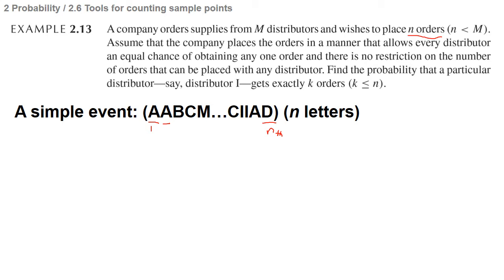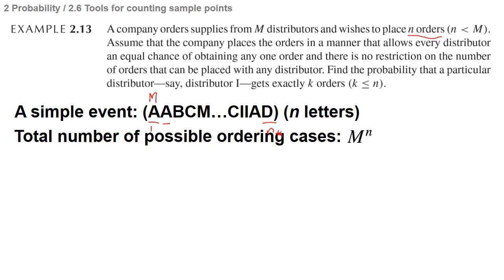And how many simple events do we have in this situation? For a given position, there are M distributors. So M ways are possible for the first position, and M are also possible for the second position, and so on. So it's M times M times M times M times, and how many times? N times. So multiplying M N times. So the total number would be M to the N.